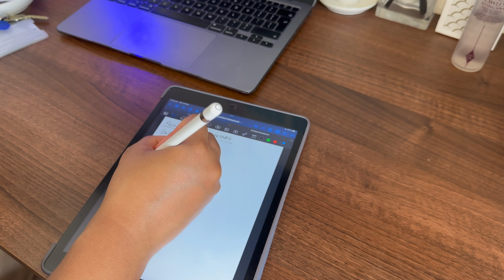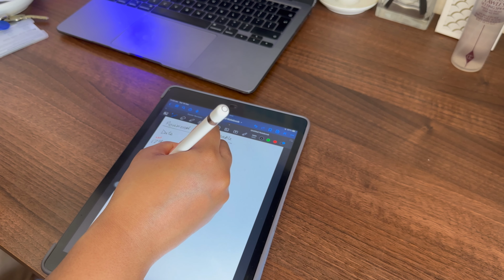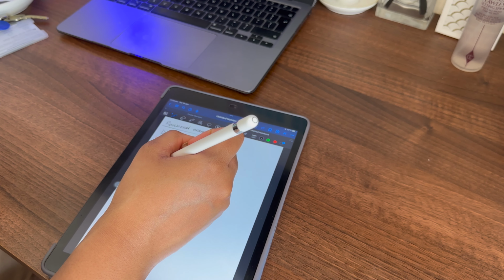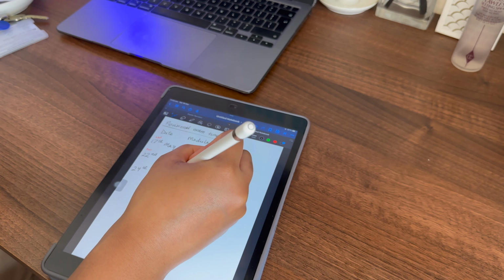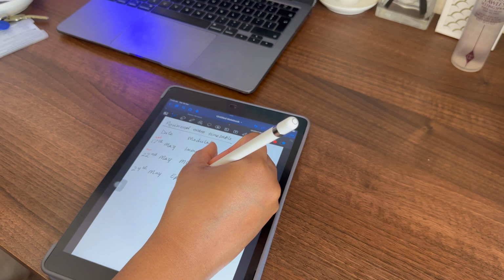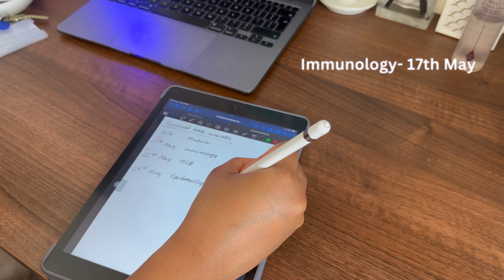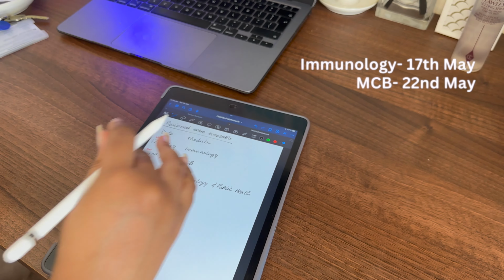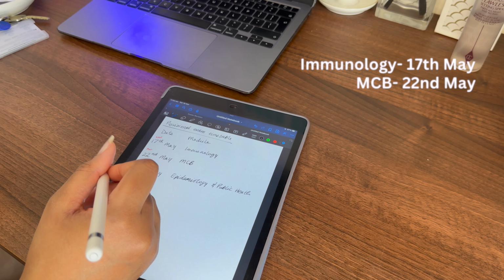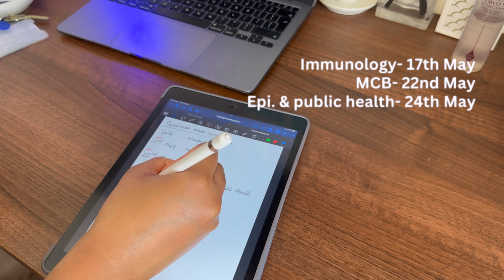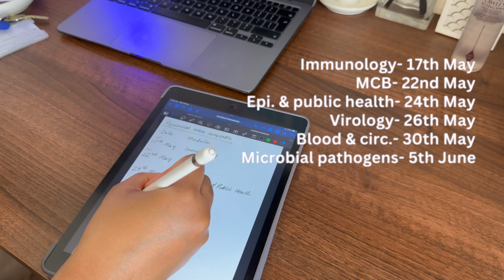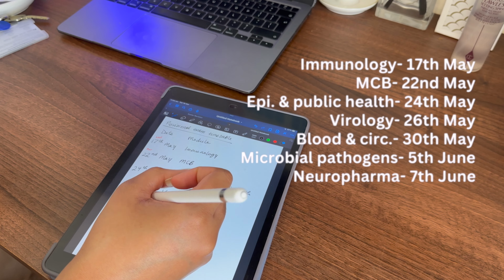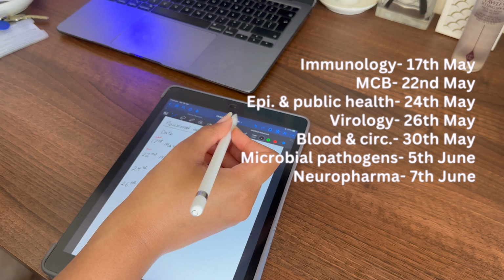So the first thing I did was write down the dates of each of my exams. It is a provisional exam timetable, but it's highly unlikely that it will be changed. So my first exam is immunology on the 17th of May, then molecular cell biology on the 22nd of May, then epidemiology and public health, virology, blood and circulation, microbial pathogens, and lastly neuropharmacology, which is on the 7th of June.